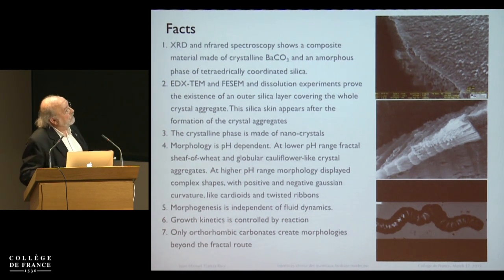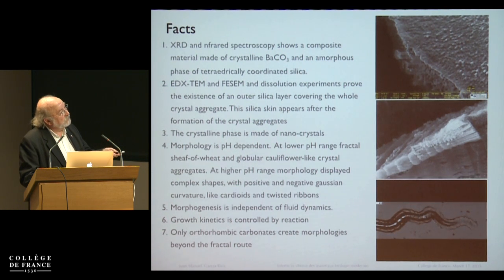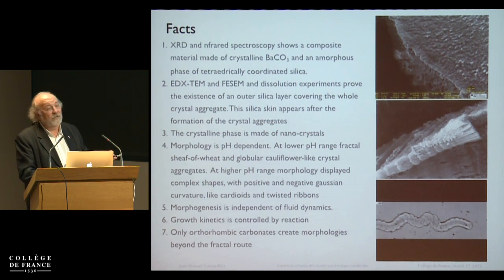So the EDX and the FS10 and dissolution experiment prove the existence of an outer skin of silica that you can see here. This is a very simple experiment in which we have the biomorph, and then we pour on the biomorph a slight acid, formic acid, to do a slow dissolution of the carbonate phase. You can see that the carbonate dissolves, and then you have a phantom that mimics the morphology of the previous material, right?